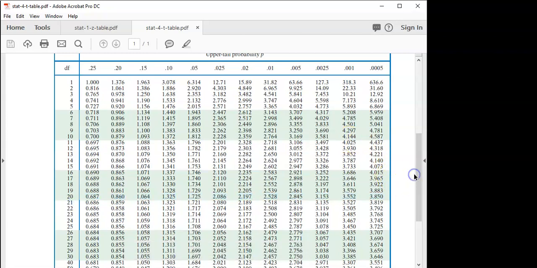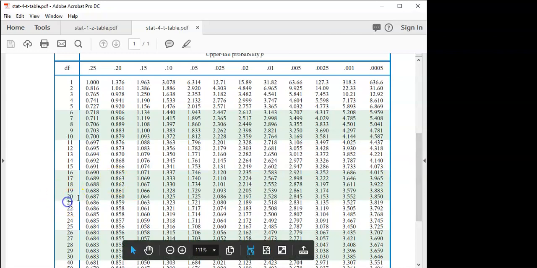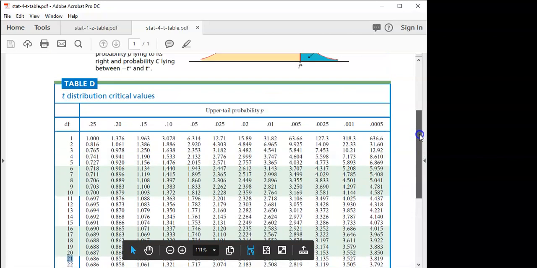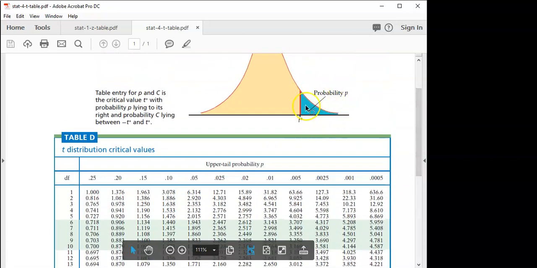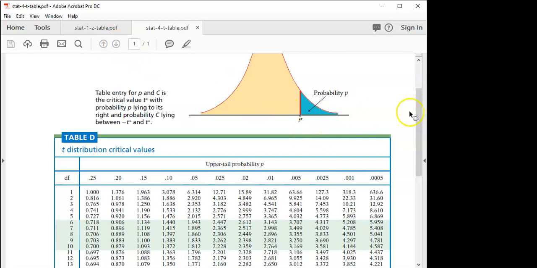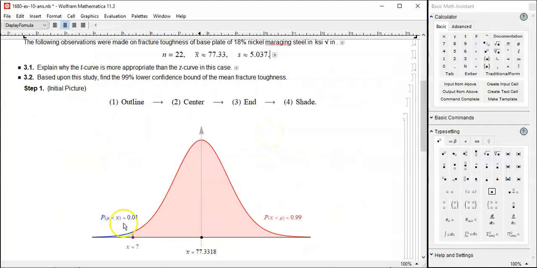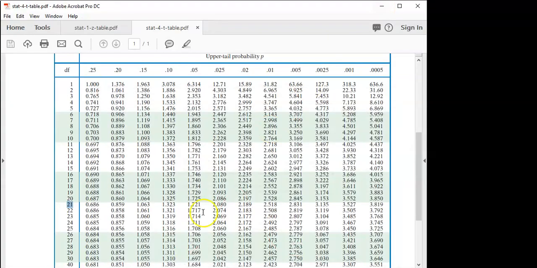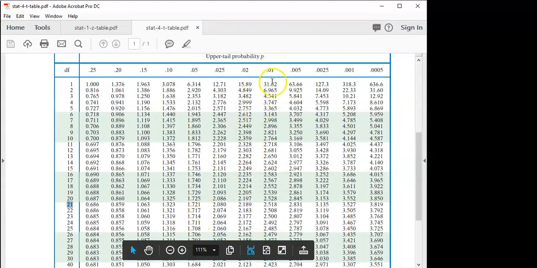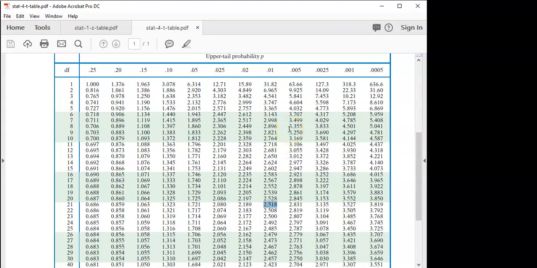And then we are looking for what? 21 here. Oh, it's so difficult to highlight. Look at 21 here. And the probability here has to be 1%, isn't it? We want a 99% lower confidence bound. So yes, 1%. So I want 1%. Where's 1% right here? So I'm getting 2.518 as the t-score. Does it make sense?